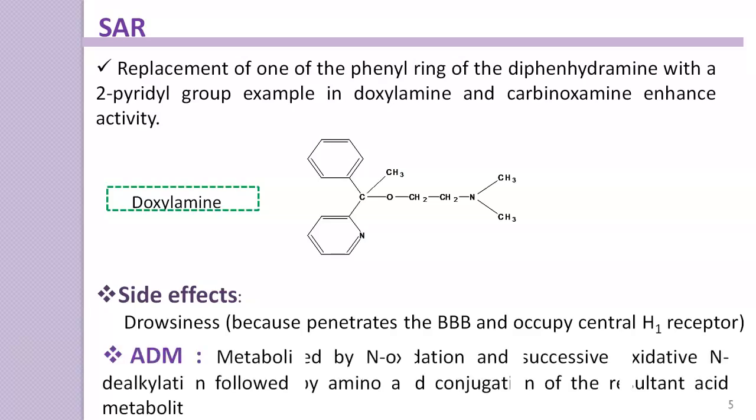These aminoalkyl ethers have a side effect of drowsiness because they penetrate the blood-brain barrier and occupy the central H1 receptor. These drugs are metabolized by N-oxidation and successive oxidative N-dealkylation, followed by amino acid conjugation of the resultant acid metabolite. So this was the introductory part and structural activity relationship of aminoalkyl ethers.